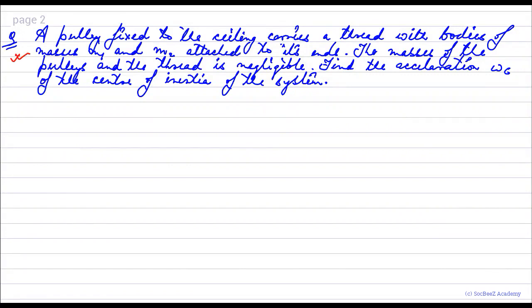A pulley fixed to the ceiling carries a thread with bodies of mass m1 and m2 attached to its ends. The masses of the pulley and the thread are negligible. Find the acceleration wc of the center of inertia of the system. So in this case, I have a fixed pulley and a thread is wound over the pulley. The two masses are m1 and m2. I need to find out the acceleration wc of the center of inertia of the system.